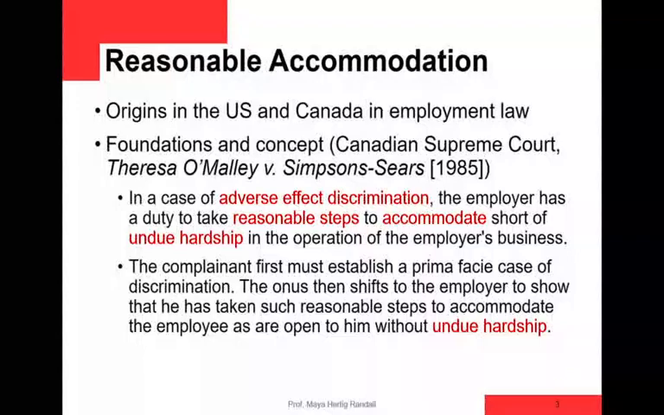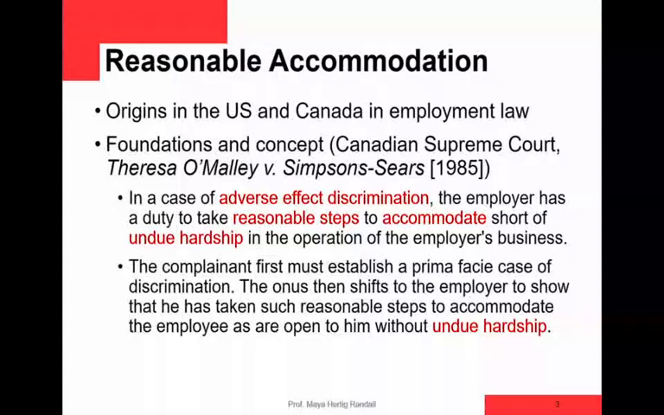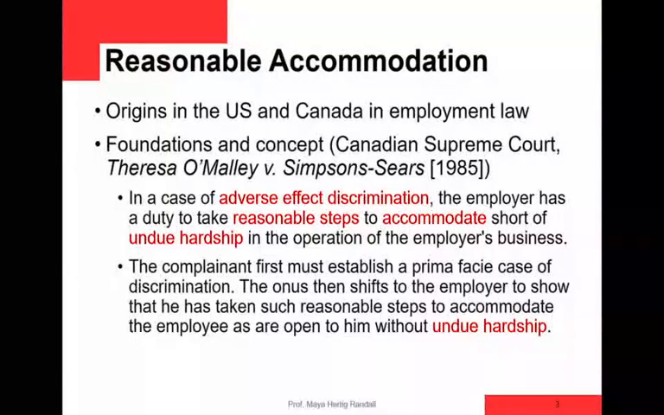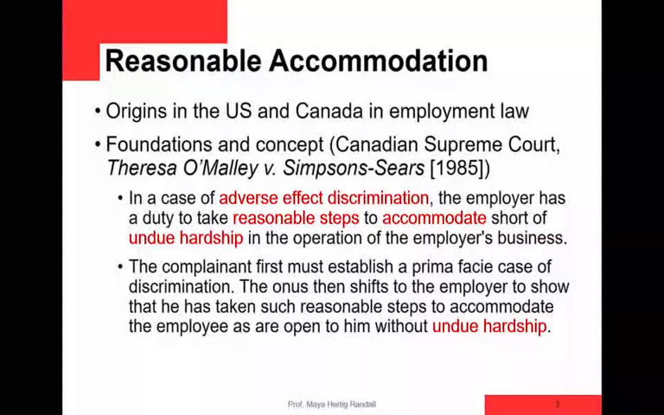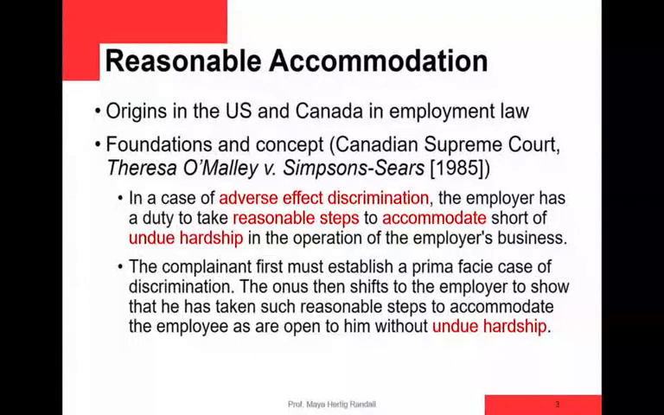So what is reasonable accommodation? I said we know it in the United States and in Canada, and I'm referring here to the case in which the Canadian Supreme Court recognized reasonable accommodation. Maybe I will first tell you what the case was about, and that makes it easier to grasp what the court tells us.